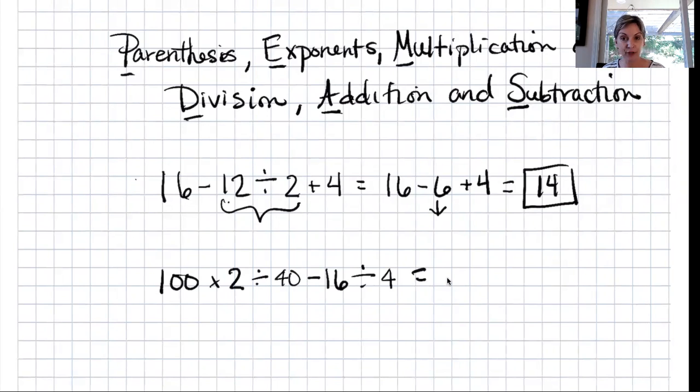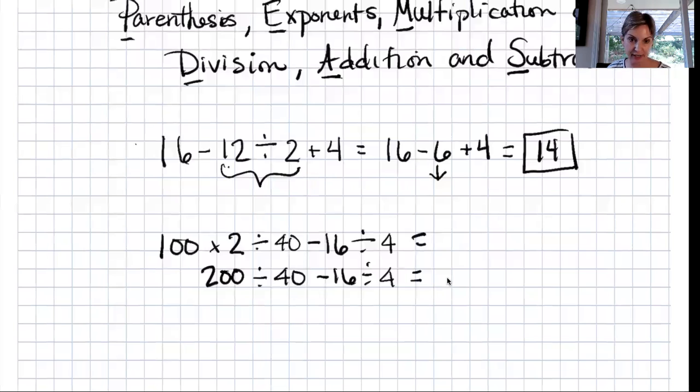So the first thing we need to do is multiplication and division from left to right. The first thing we hit when we're going left to right is 100 times 2. 100 times 2 is 200. And then the rest of this equation, I'm just going to rewrite like that. Now the next thing I'm going to hit for multiplication and division is 200 divided by 40. And 200 divided by 40 is 5.